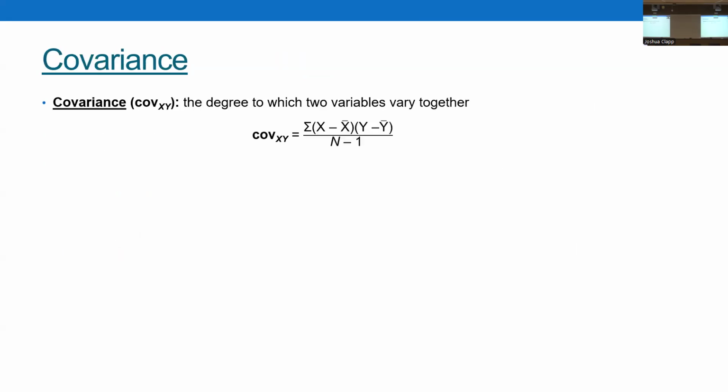The new thing we're going to add into this is covariance. Covariance is a metric of the degree to which two variables vary with one another. The calculation of covariance is the sum of the products of the deviations of x and y for a given set of variables, over n minus 1, the number of observations in my sample.